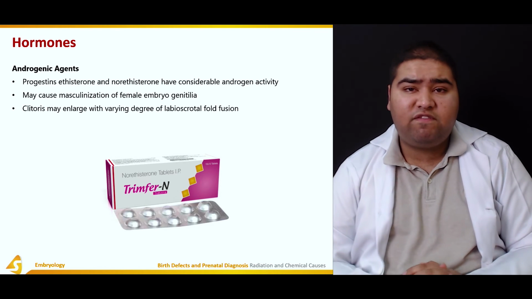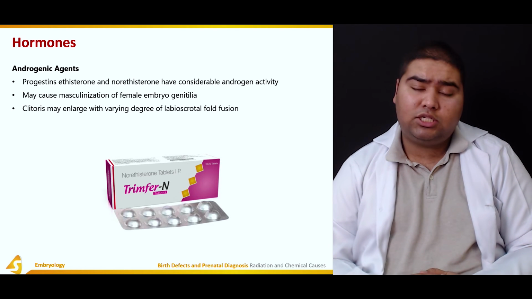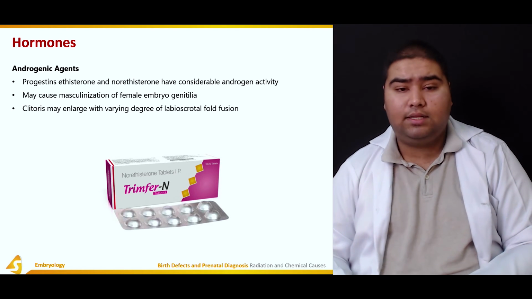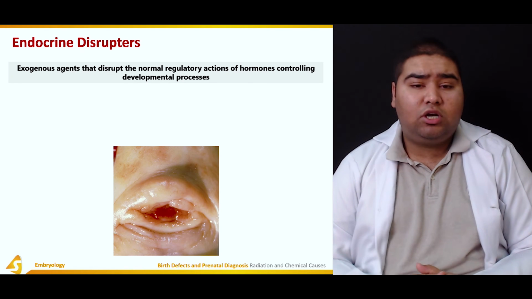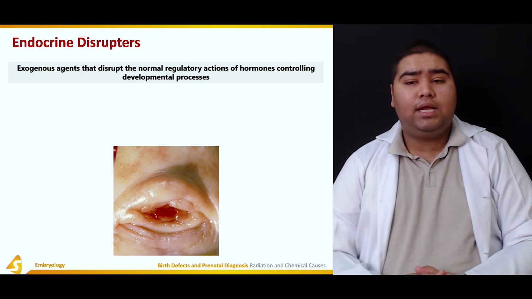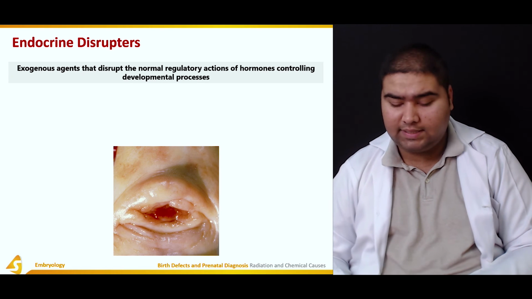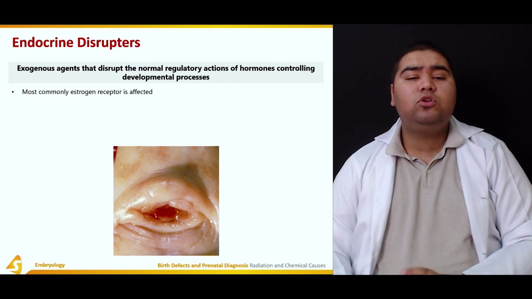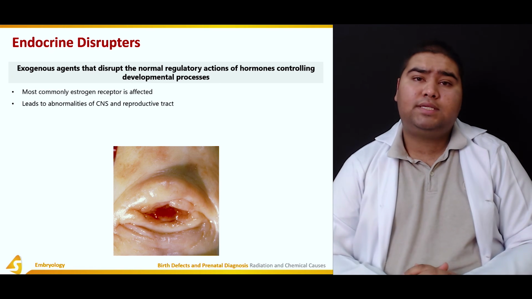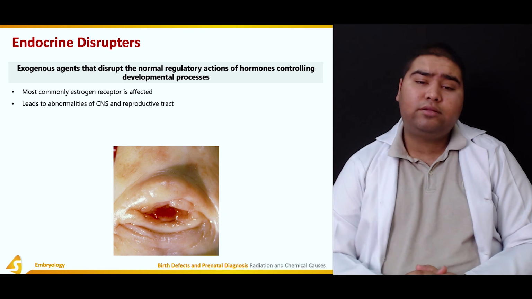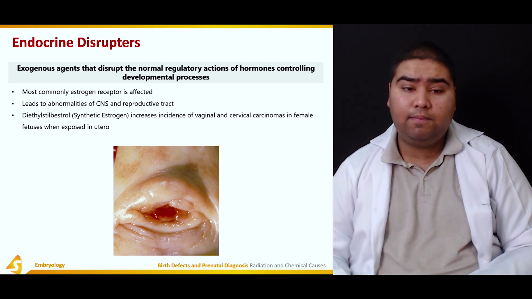The child may be phenotypically female, but however, due to these androgenic agents, it may appear as a male child. So we have endocrine disruptors. These are the exogenous agents that disrupt the normal regulatory actions of hormones, which are controlling the developmental processes. They most commonly affect the estrogen receptor. Because the estrogen receptor is abundantly expressed in the central nervous system and the reproductive tract, it leads to a lot of abnormalities there.